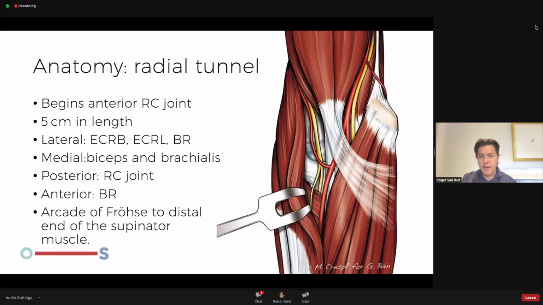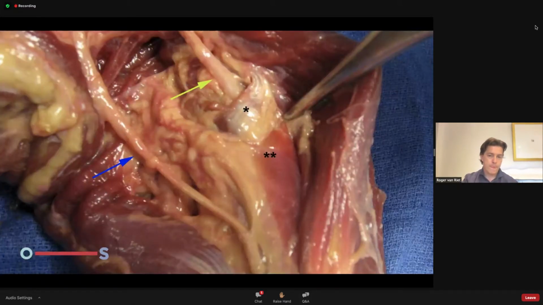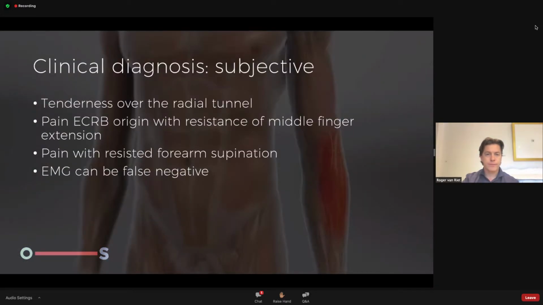It's possible that there's a vascular structure that compresses. The leash of Henry goes over the nerve, and it has been postulated this is a vascular compression. This also is, in my opinion, quite rare. I've shown you this before. Again, supinated with the 2 axis, the arcade of Frohse there with the 1 axis, and the blue arrow is the superficial branch, whereas the yellow arrow is the posterior interosseous nerve, so the motor branch.